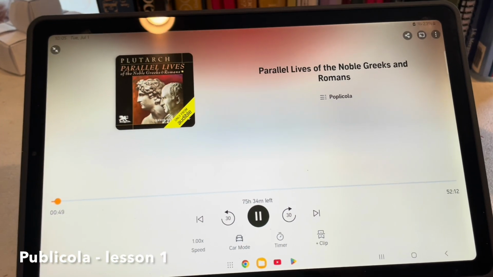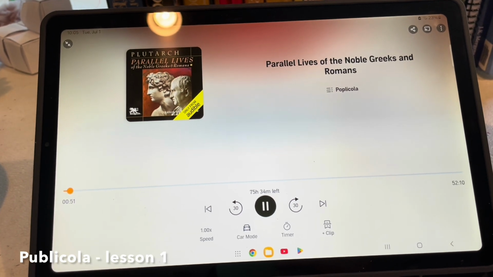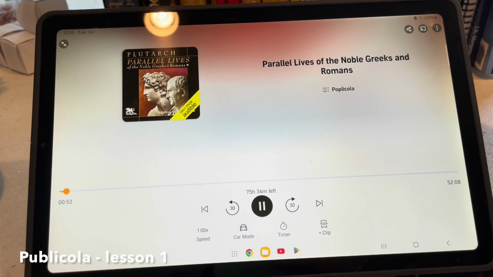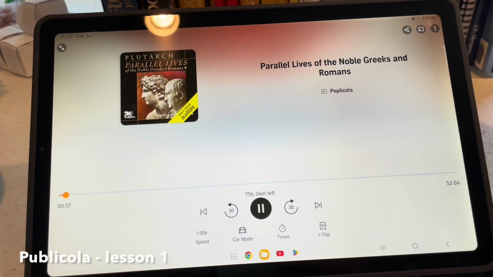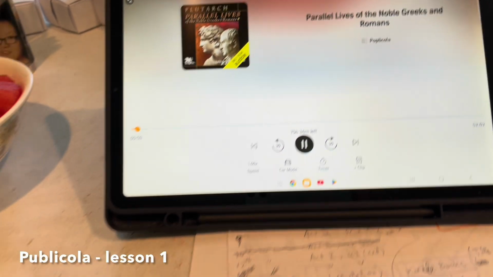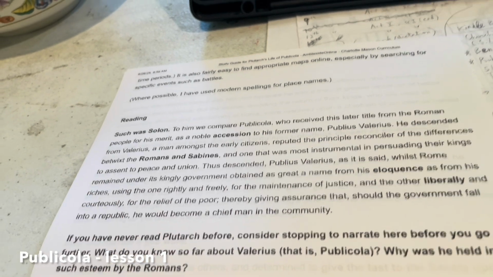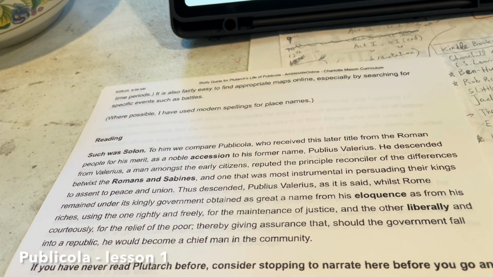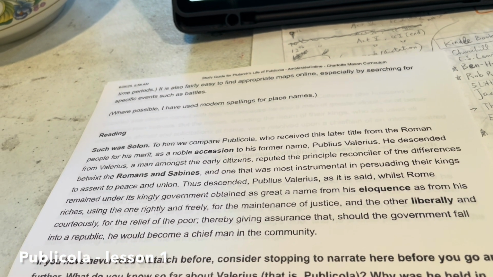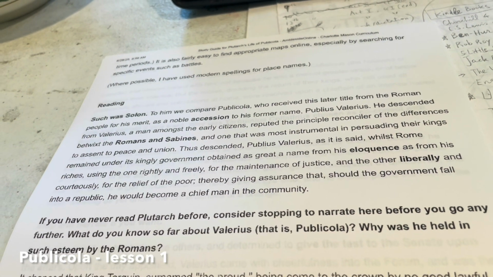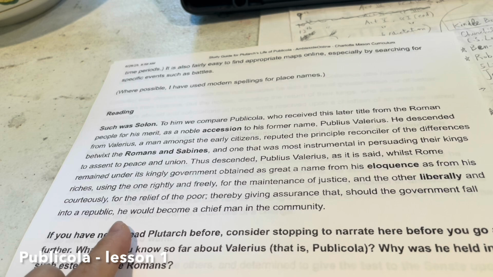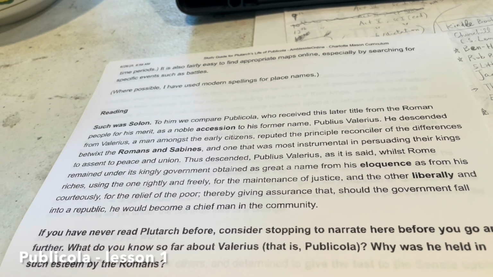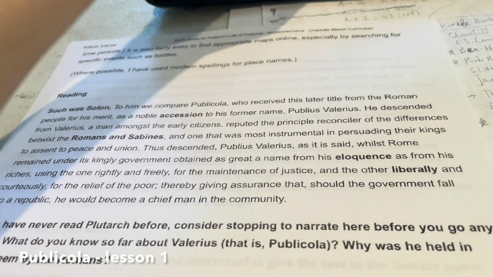Such was Solon. To him we compare Publicola, who received this later title from the Roman people for his merit as a noble accession to his former name, Publius Valerius. He descended from Valerius, a man amongst the early citizens reputed the principal reconciler of the differences betwixt the Romans and Sabines, and one that was most instrumental in persuading their kings to assent to peace and union. Thus descended, Publius Valerius, as it is said, whilst Rome remained under its kingly government, obtained as great a name from his eloquence as from his riches, charitably employing the one in liberal aid to the poor, the other with integrity and freedom in the service of justice, thereby giving assurance that should the government fall into a republic, he would become a chief man in the community.